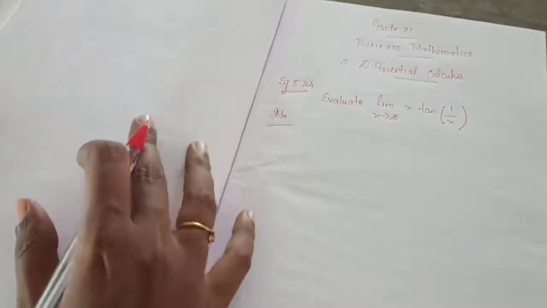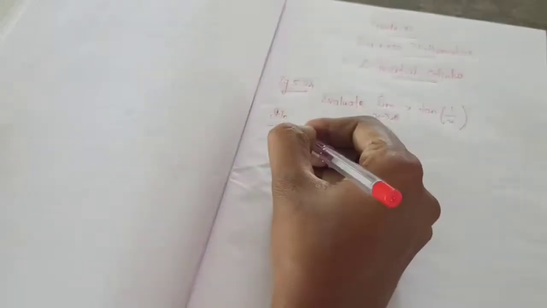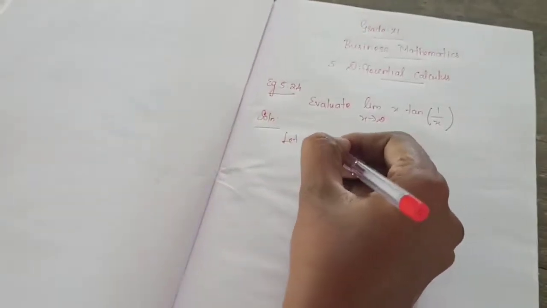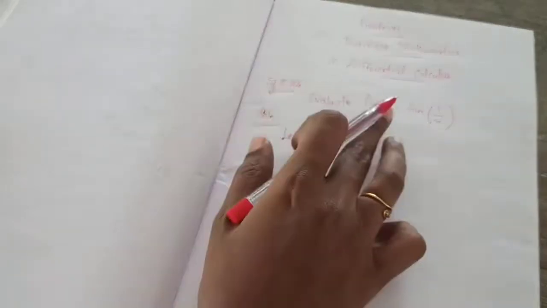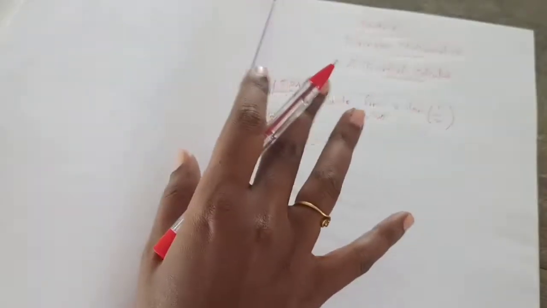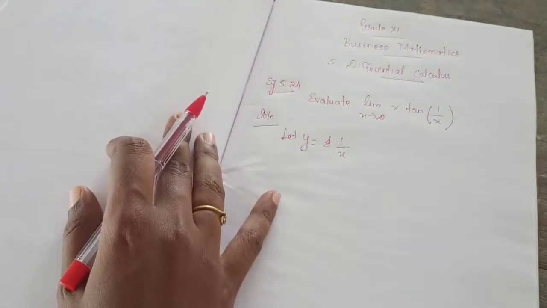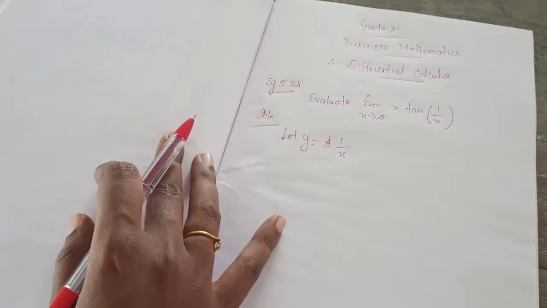So first, this one you can't do directly. First you need to consider 1 by x as some variable. So let us consider y is equal to 1 by x. If I am considering this as y, what will happen? x into tan y, is it right? When limit y tends to 0 of tan y by y, the value will be 1. So according to that we need to make it.